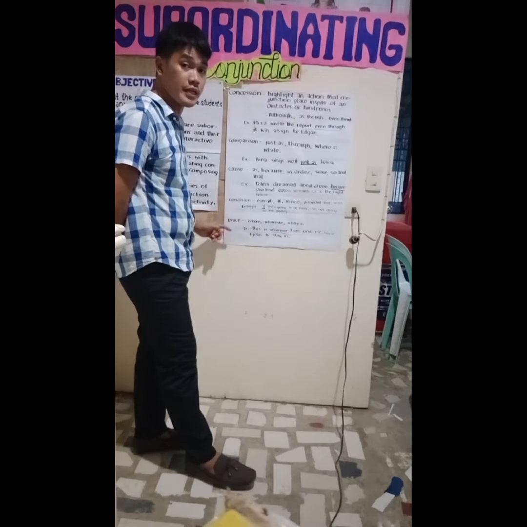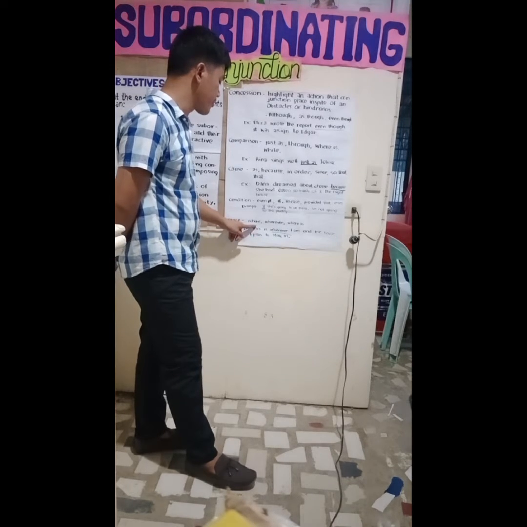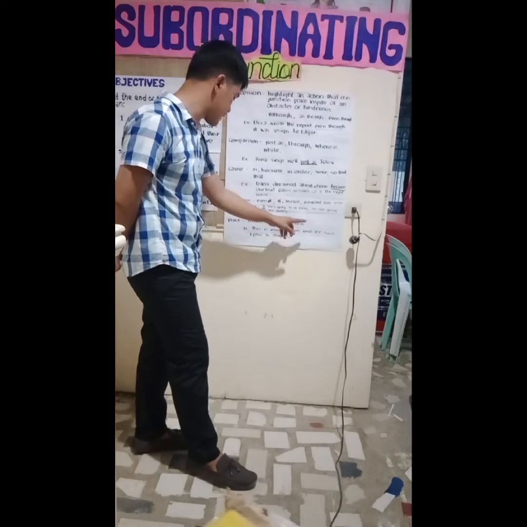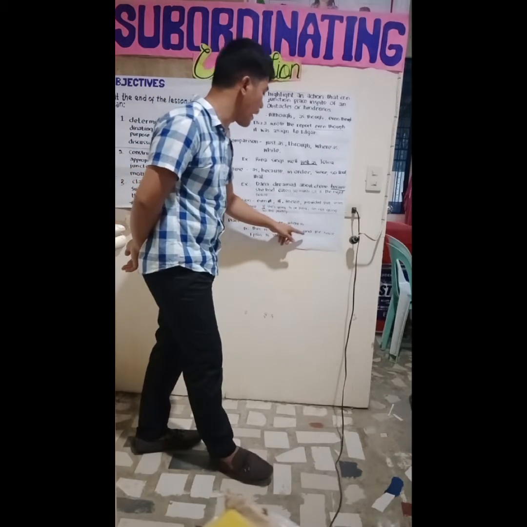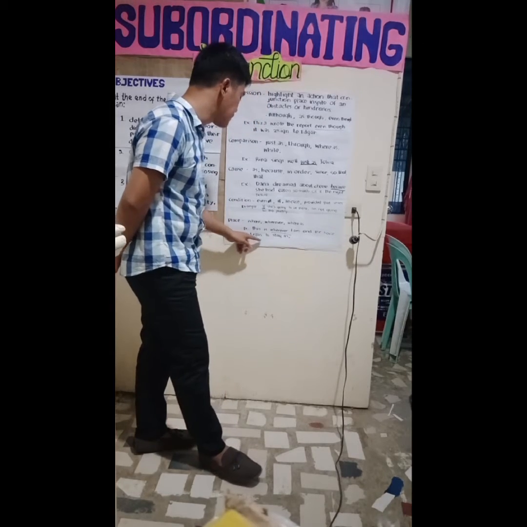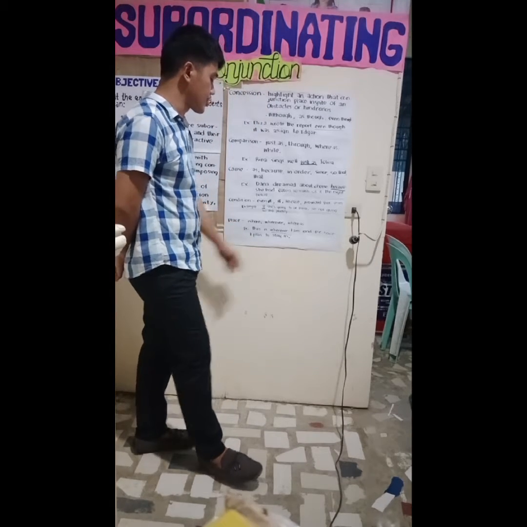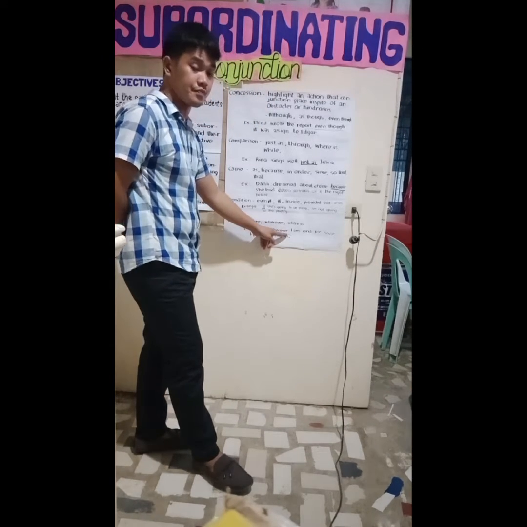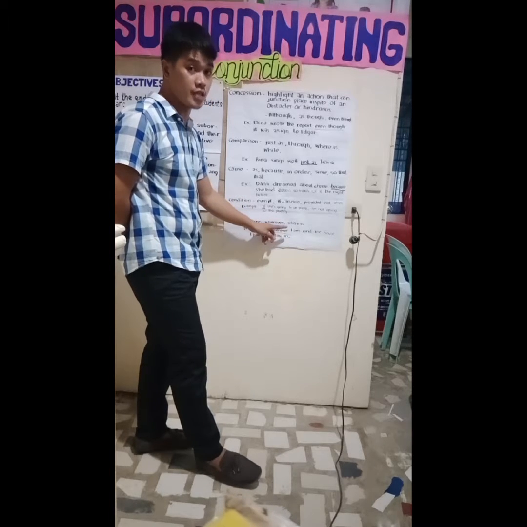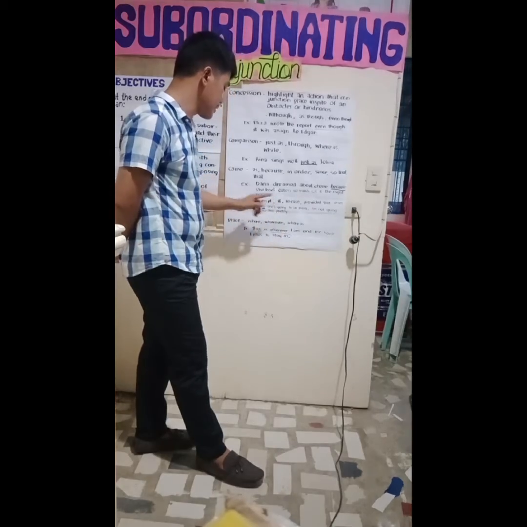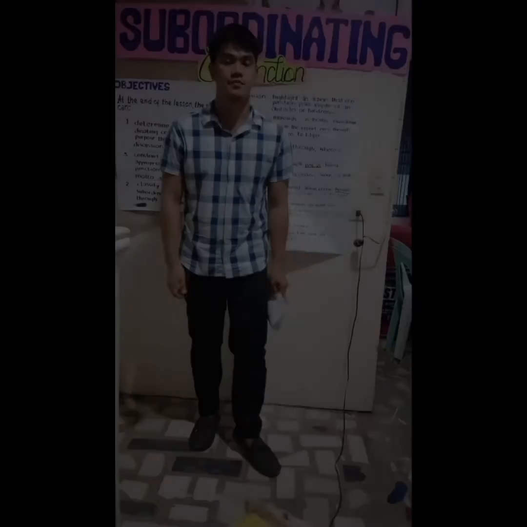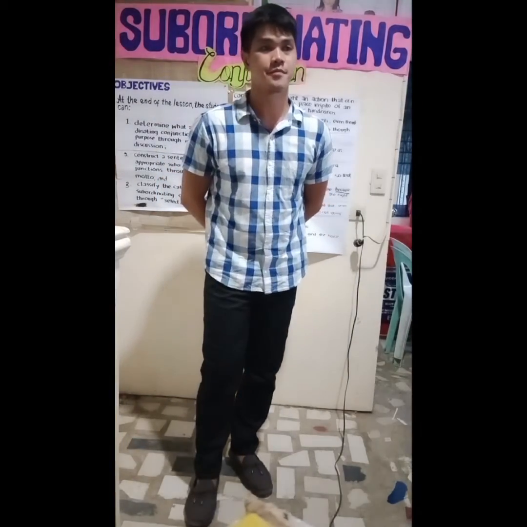The last one is place. Where, wherever, whereas. Example: This is wherever I am and the house I plan to stay in. So the word wherever is the subordinate conjunction, and wherever tells about place. Are you still with me?